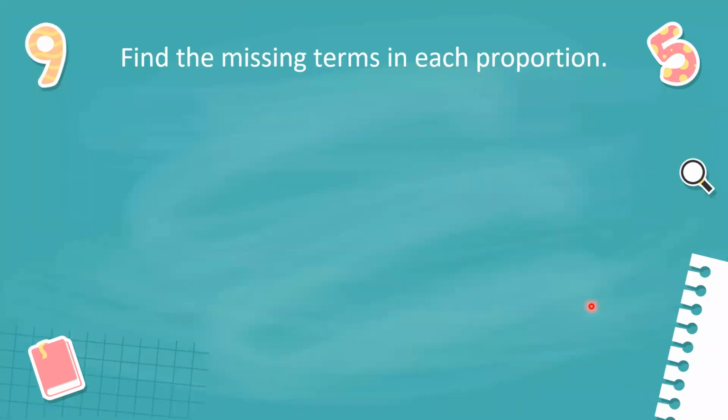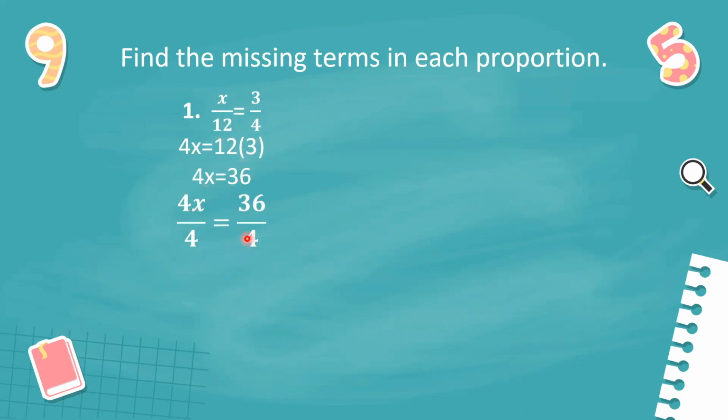Okay, what if a term is missing in a proportion? So let's find the missing terms in each proportion. For number 1, we have x over 12 equals 3 over 4. So ang gagawin natin is to cross multiply. So 4 times x equals 12 times 3. So 12 times 3 is equal to 36. Let's divide both sides by 4 because we're looking for the value of x. So that would be x equals 9. So let's just substitute the value of x in our given para makita natin yung proportion. That would be 9 over 12 equals 3 over 4.